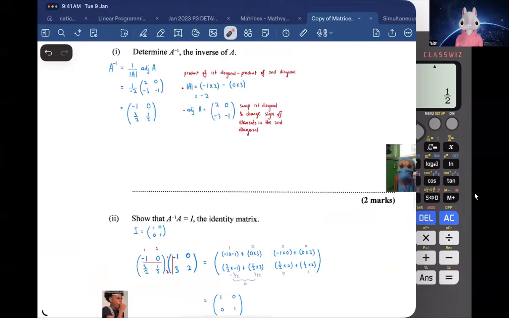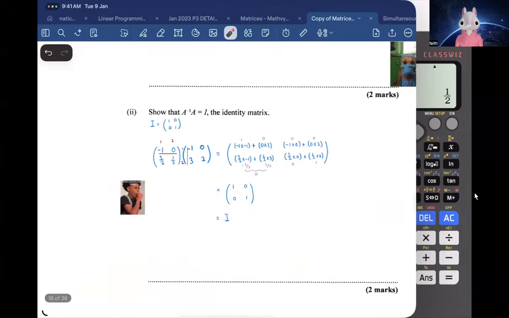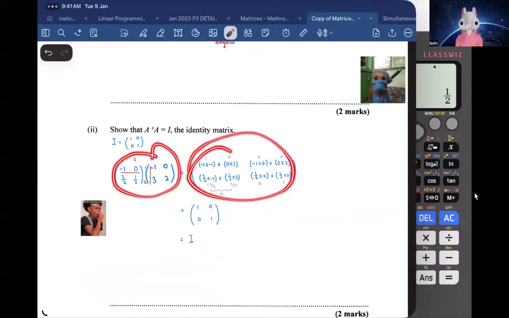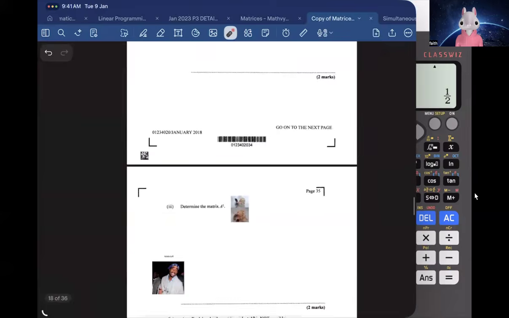So in the last question, we found A inverse was -1, 0, 3, 3 over 2, half. Right? So this is A inverse, and I'll multiply that by A, right? And I need to prove that it is equal to I, which is 1, 0, 0, 1. So I multiplied it out, simplified, right? And we got 1, 0, 0, 1, which was I. So you guys okay with this? Yes, sir. We're good.